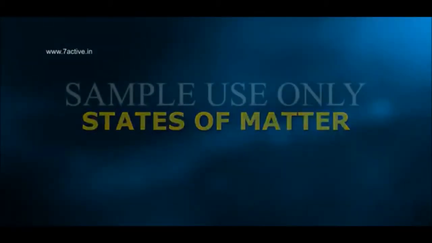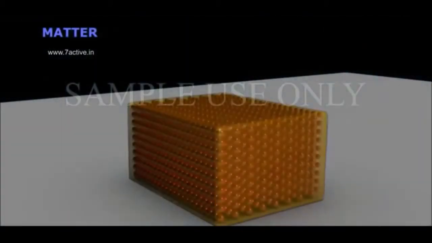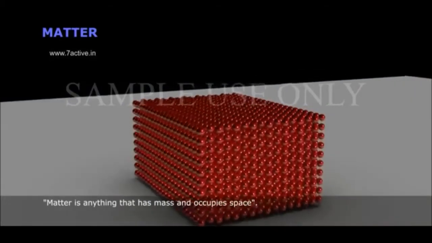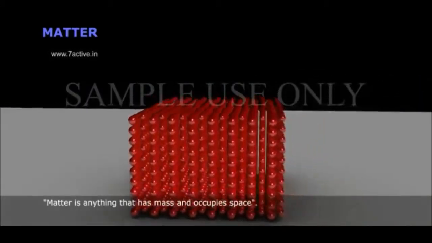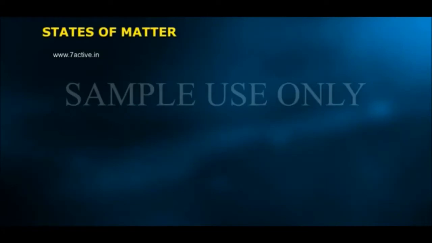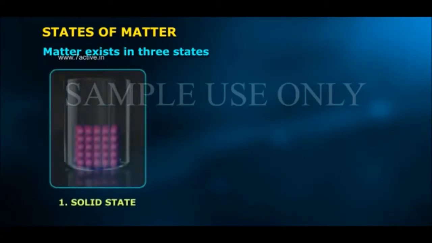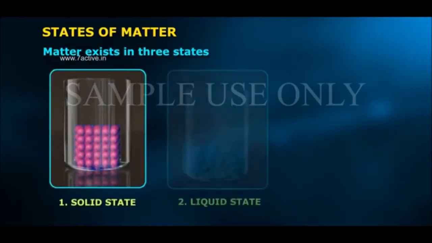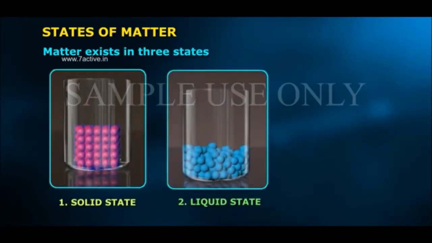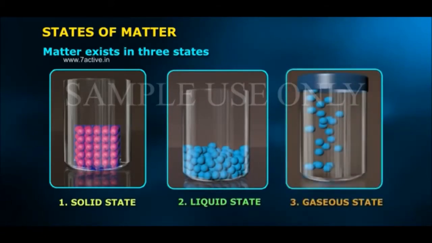States of matter. Matter is anything that has mass and occupies space. Matter exists in three states: 1. Solid state. 2. Liquid state. 3. Gaseous state.